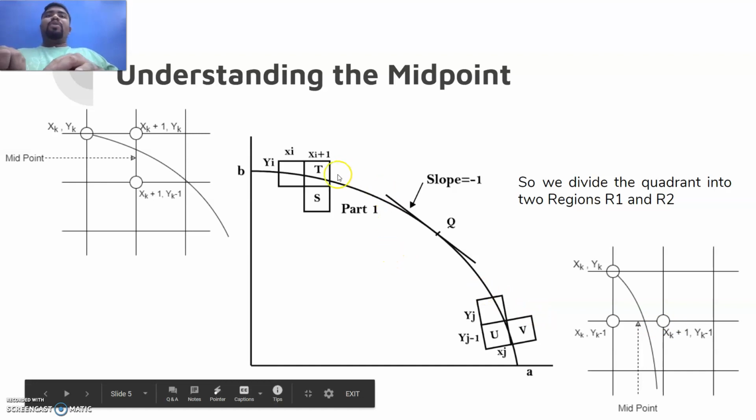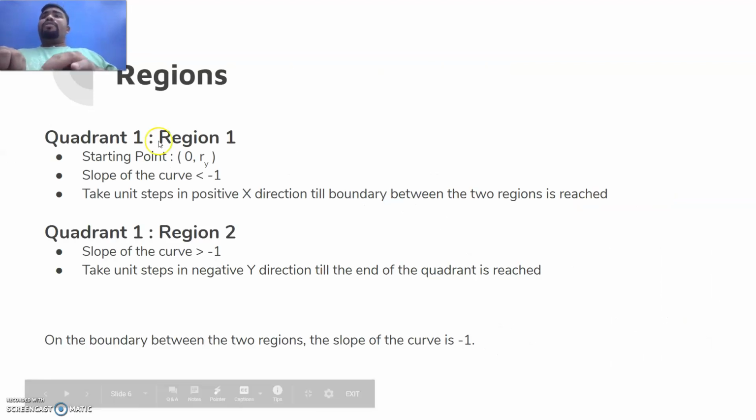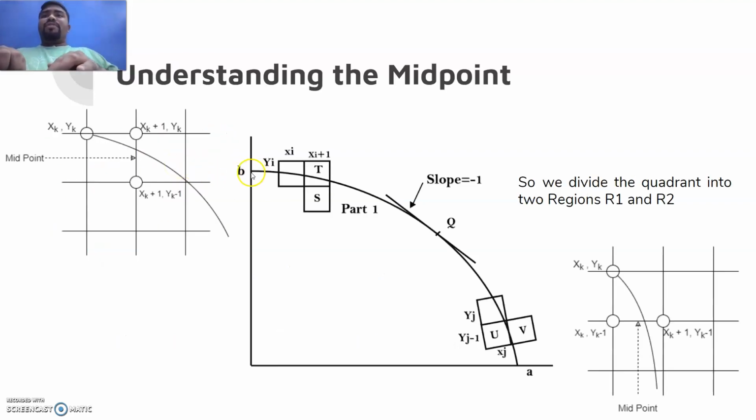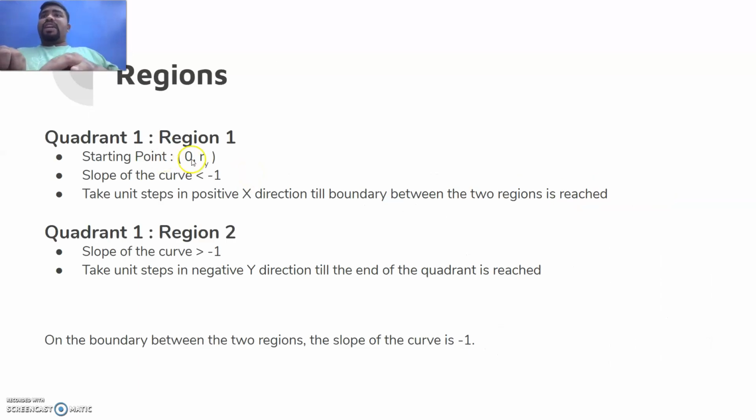So now we are going to derive both the parts, that is part 1 and part 2, and accordingly we'll solve the equations. So now for quadrant 1, region 1, what is the starting point? The starting point is obviously this particular point at the top, wherein we have the x-axis as 0 and the y-axis as the minor axis, that is ry. So we start at 0 comma ry, and the slope of the curve is less than -1.